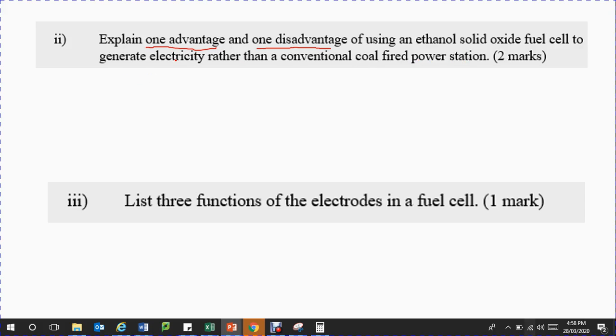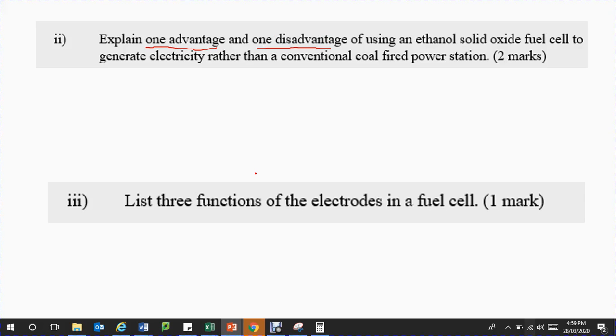One advantage would be that in a fuel cell, we are converting chemical energy straight to electrical energy. So we're not getting that heat loss that we get in a conventional coal-fired power station. One disadvantage would be that fuel cells are quite expensive because they're using the platinum catalysts.